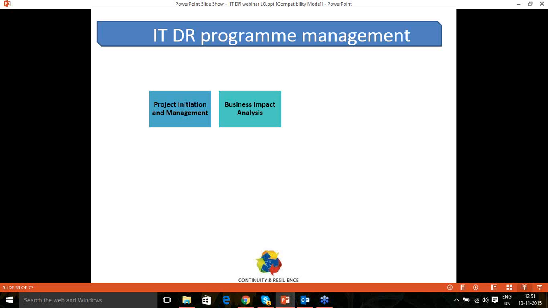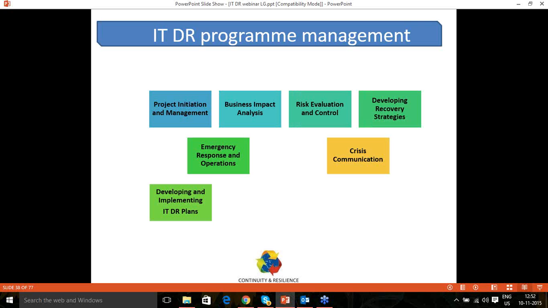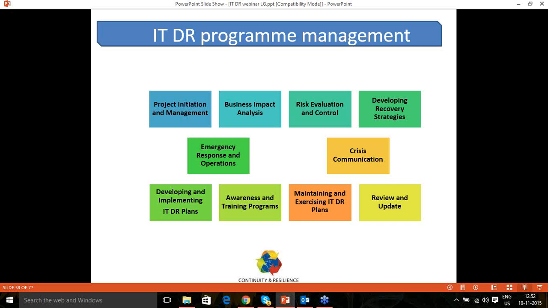First step you do is business impact analysis. We'll see that in detail. So that is one of the important parts that we need to do perfectly. Risk evaluation and control, developing recovery strategies, emergency response operations, crisis communication, developing the plan, making your users aware of it, and maintaining the DR plan. So these are steps to have a good ITDR program in place. Keep reviewing and updating it.